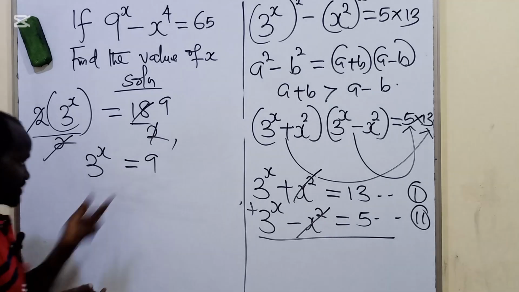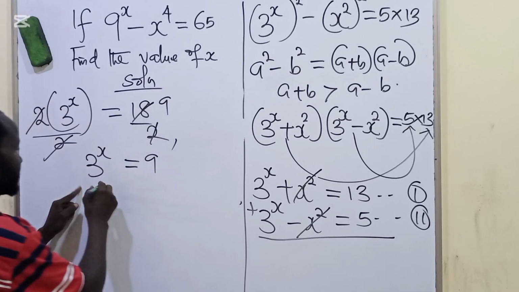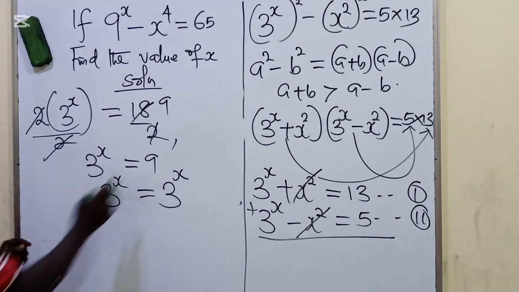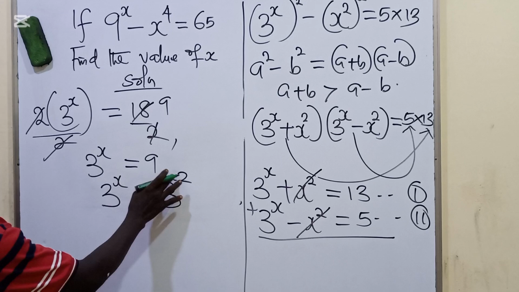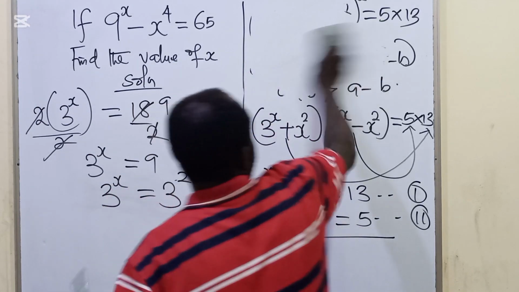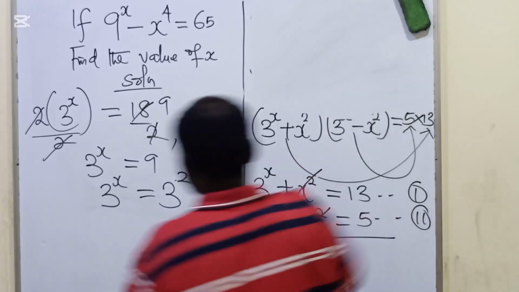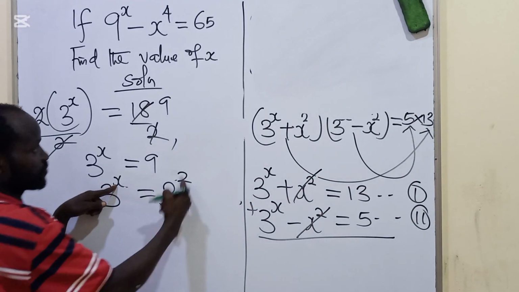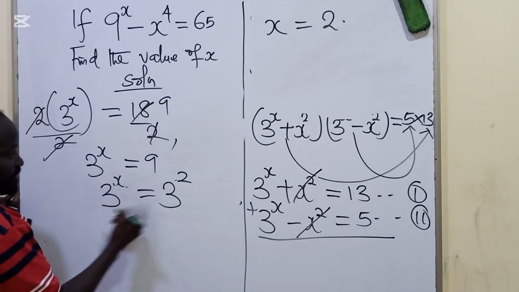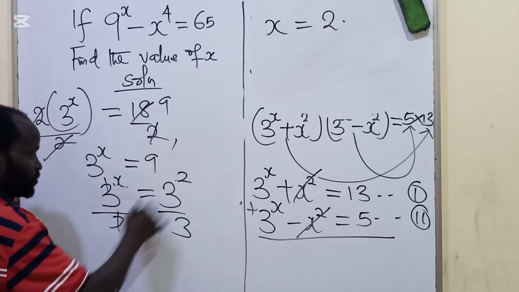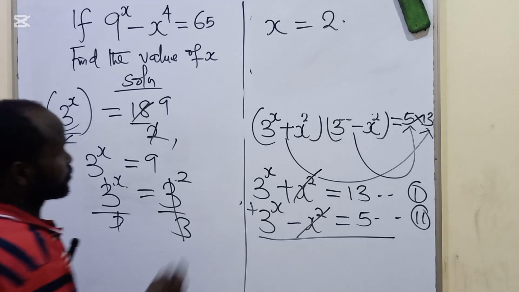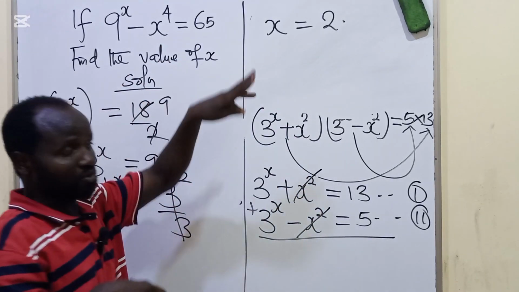The base on the left is 3, the base on the right is 9. We can write 9 as 3^2, so 3^x = 3^2. The bases are the same on both the left hand side and the right hand side, so we are free to equate their respective powers. So x will be equal to 2. So x is 2. The value of x that will satisfy this is nothing but 2.